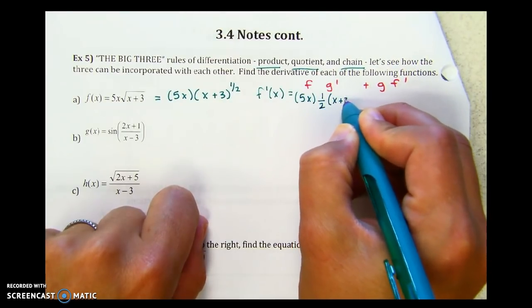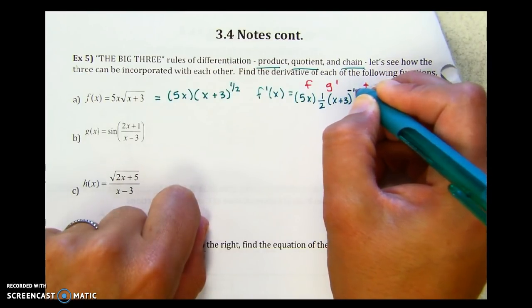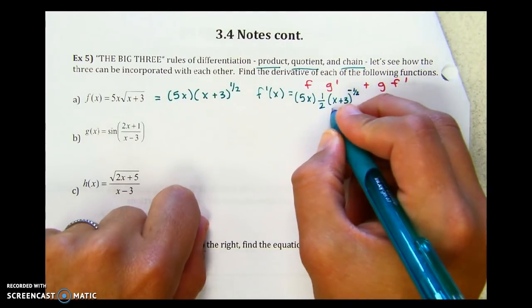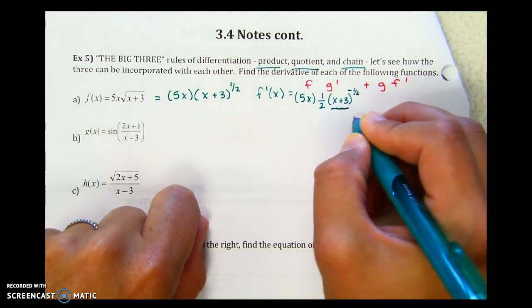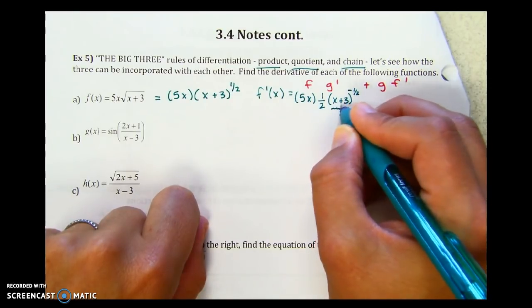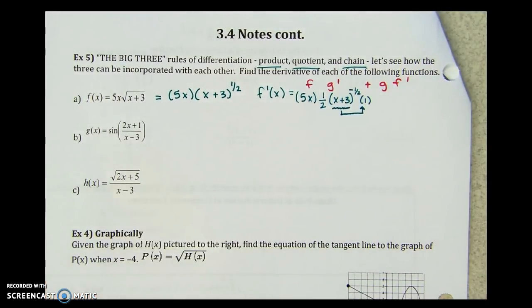The inside stays the same, and then we take 1/2 minus 1, so we get negative 1/2. Now, I apologize. This is a boring chain rule. What makes a chain rule a little bit boring? When the derivative of the inside, what's the derivative of x plus 3? It's just 1. So it's not an official chain rule because the derivative of the inside is 1. But we just did it to practice, okay?